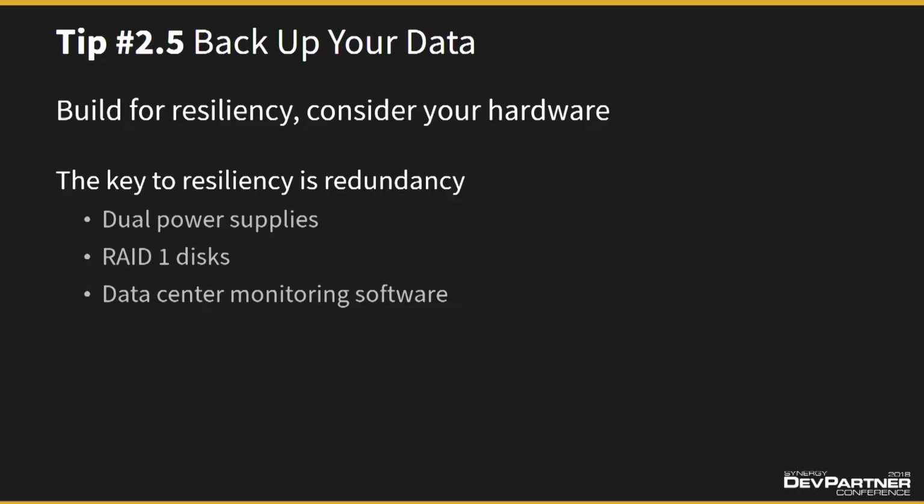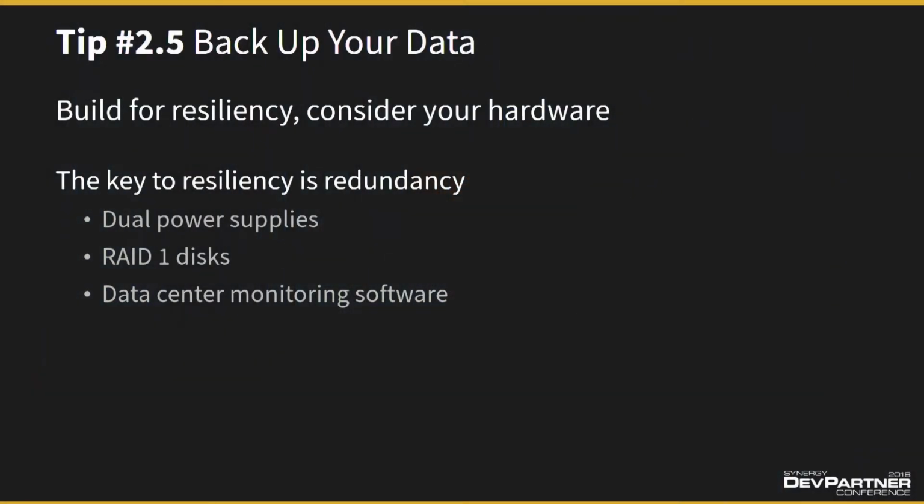Software runs on hardware. We can't control your hardware. If your hardware decides to go crazy, we can't stop that from happening now, can we? But there are some things we can do to build for resiliency with your hardware. And the key to that is redundancy. We're talking dual power supplies, RAID 1 disks, data center monitoring software that gives you an idea if something's about to fail, right?